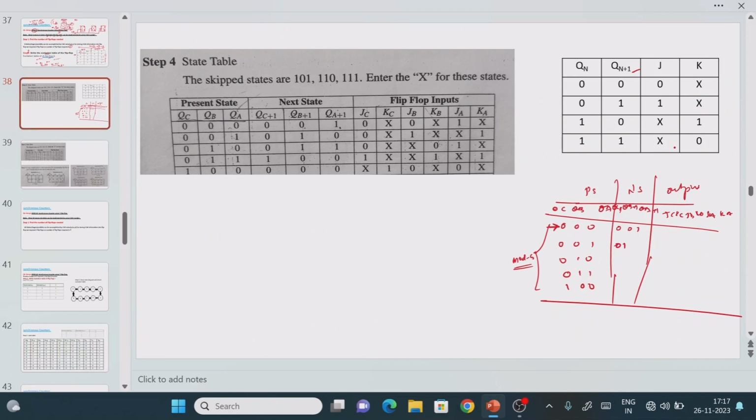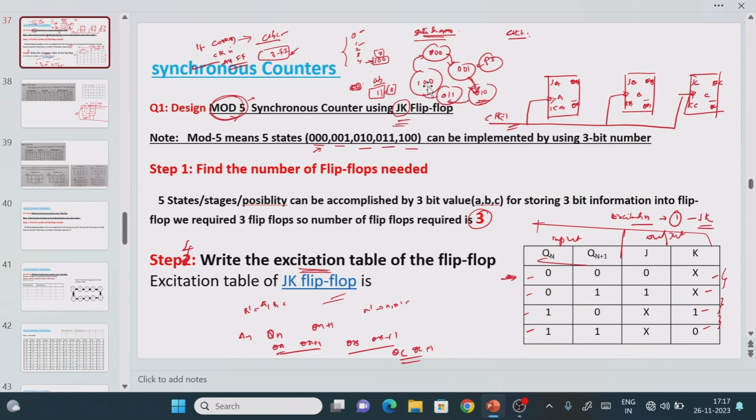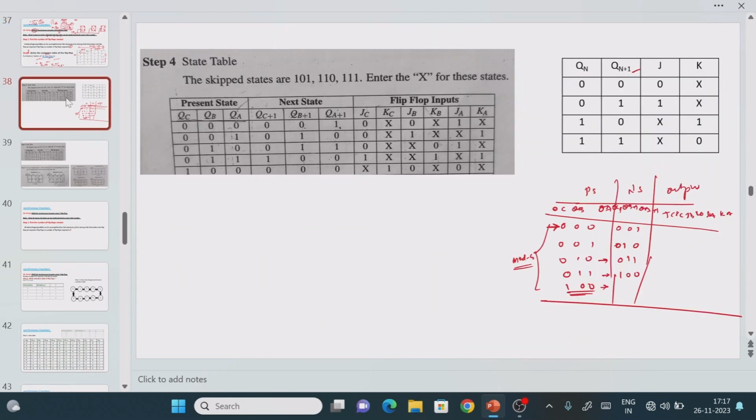So 0 1 0. Next, for 0 1 0, what is the next state? 0 1 1. For 0 1 1, what is the next state? 1 0 0. Now the question is, what is the next state for 1 0 0? If you observe the state diagram, the next state for 1 0 0 will be 0 0 0, right? So here we are writing 0 0 0.